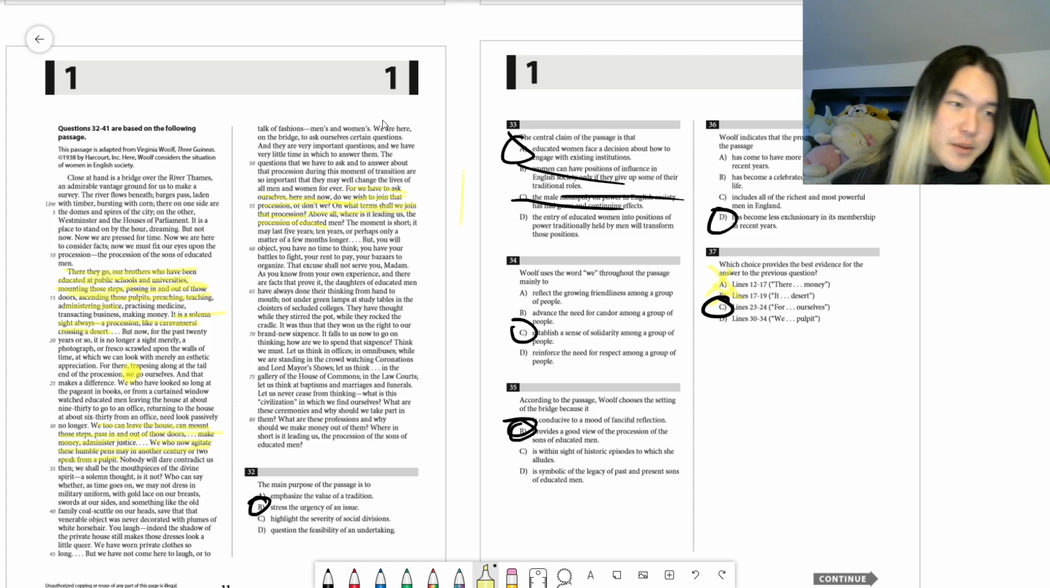So this probably comes before. Yeah, let's start up here. We are here on the bridge to ask ourselves certain questions. They are very important questions, and we have very little time in which to answer them. Okay, so here it is. So the questions are important, and we have very little time to answer them. So that's probably the answer, right?